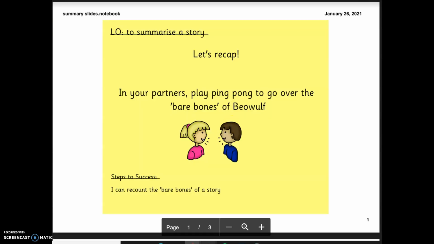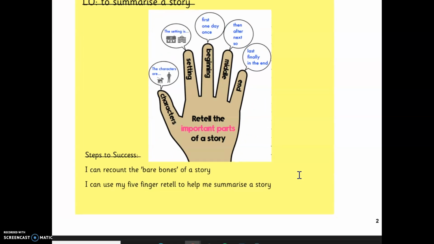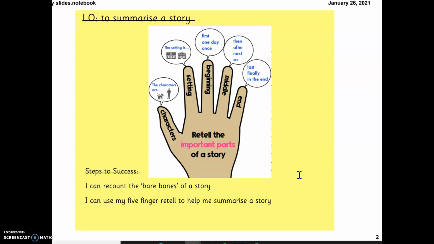Now, we are going to use something today called the 5-finger retell to summarise and retell the important parts of the story. So each finger is going to represent a different thing. So our thumb is going to be the characters, who the main characters were. You might start your sentence, the characters are. The setting is going to be, the setting is. Okay, tell me about the setting of the story. And then your last 3 fingers are going to tell me the beginning of the story, the middle of the story, and the end of the story.